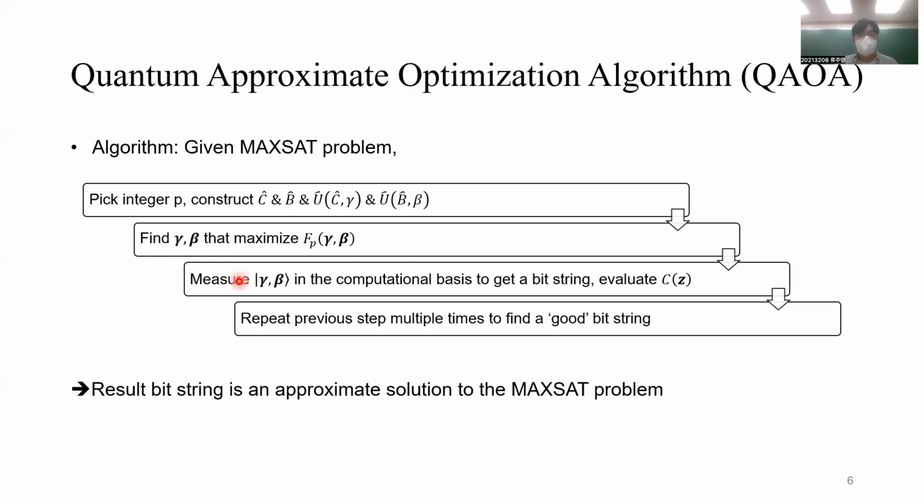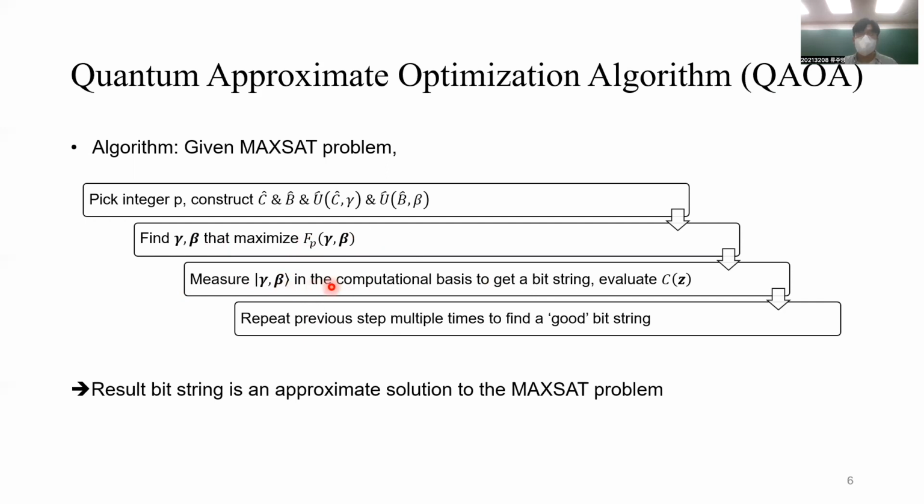Then we can measure this resulting state gamma, beta, which maximizes F_p, in the computational basis to get a bit string, and then we can use this bit string to evaluate C(z). So we repeat the previous step multiple times. We prepare this state gamma, beta once we know the optimal gamma and beta.